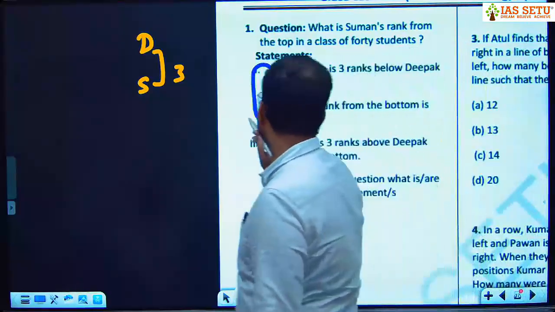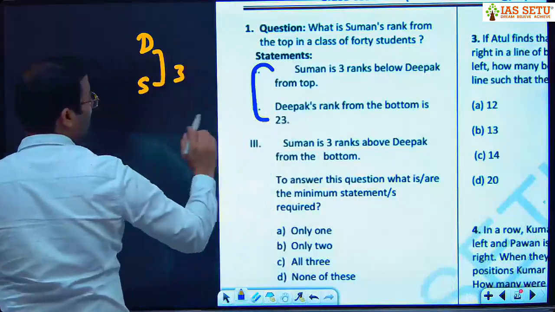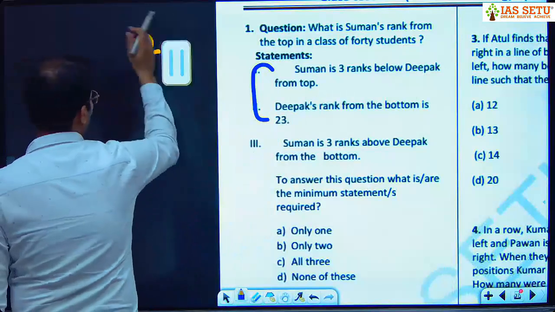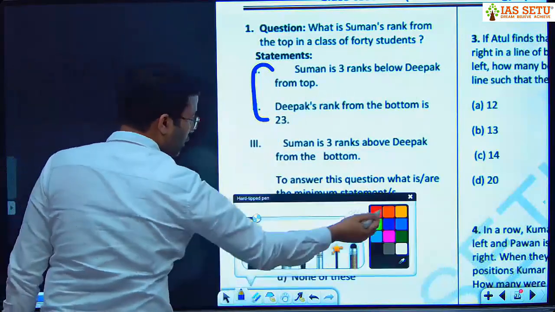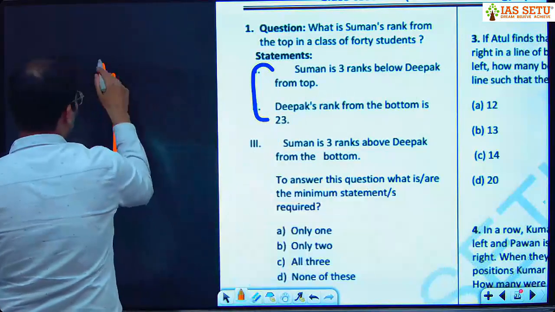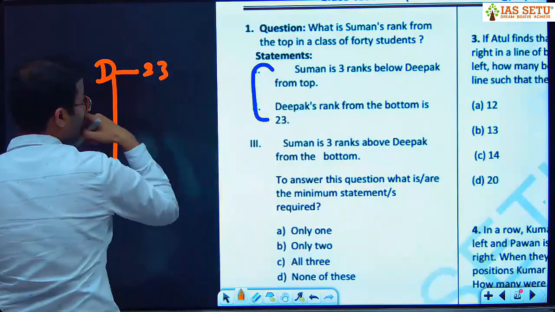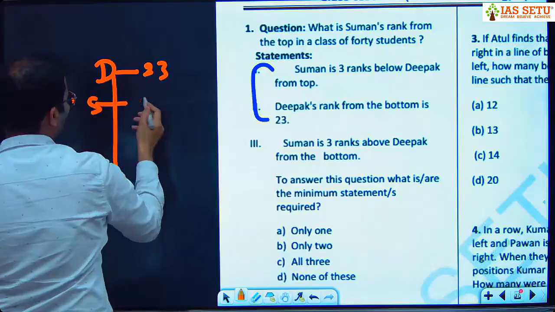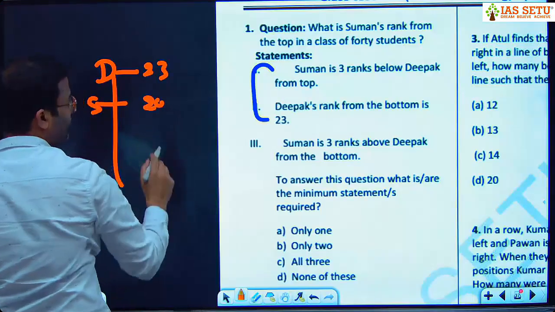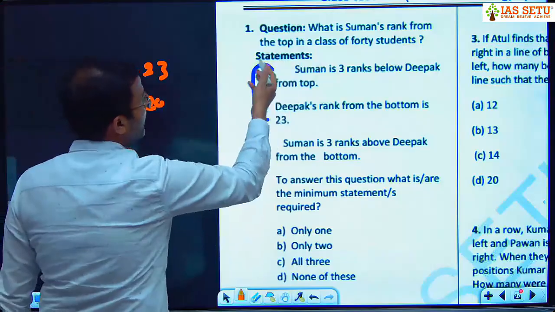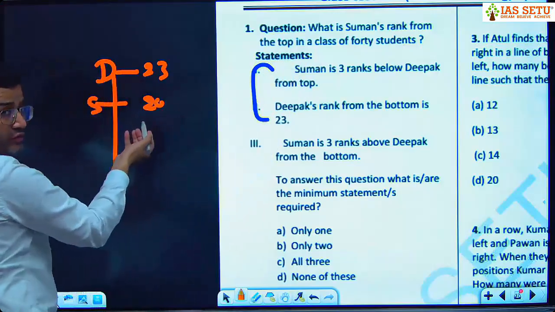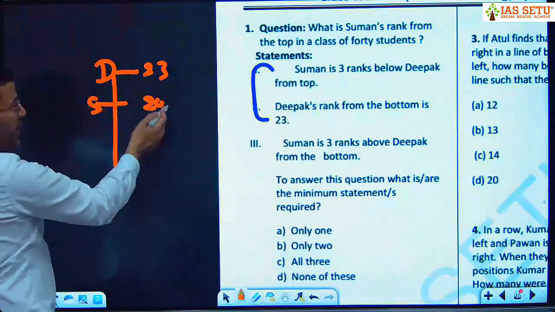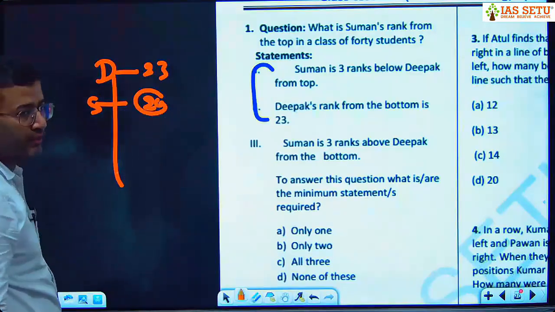How come? Deepak's rank from the bottom is 23. So you know Deepak's ranking from the bottom is 23. Suman is 3 ranks below Deepak. So Suman here is 20th from the bottom. So what is Suman's rank from the top in 40? You can use the formula: ranking from the top plus ranking from the bottom is equal to total number plus 1.